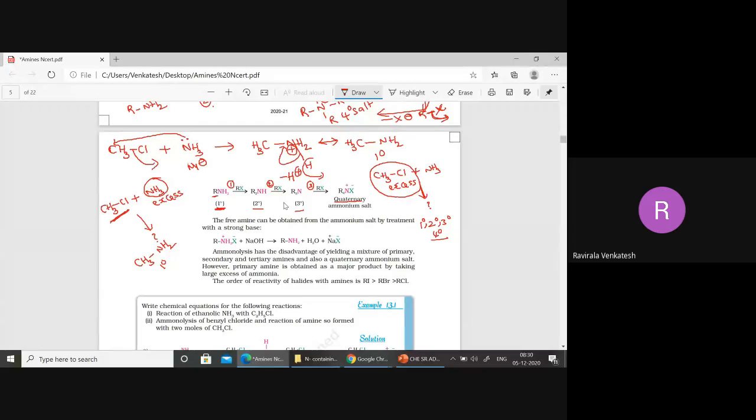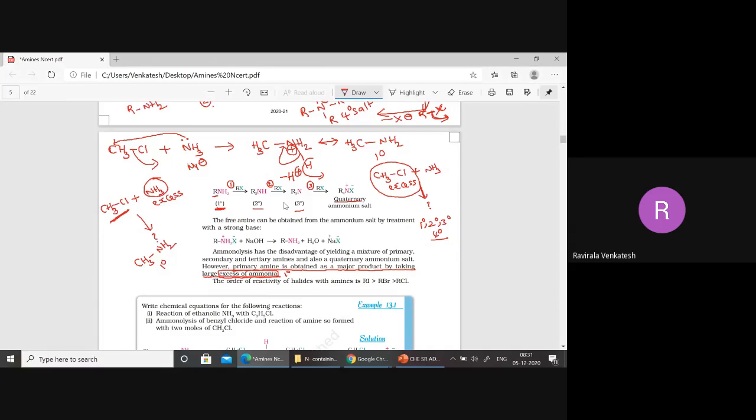Now, the question arises, how to get only primary amine? This is the thing. Primary amine is obtained as a major product by taking a large excess of ammonia. When you take excess of ammonia, what are we going to get here? Primary amine we are going to get. Understood? Primary, secondary, tertiary, how you are getting, understood? This is the important one.